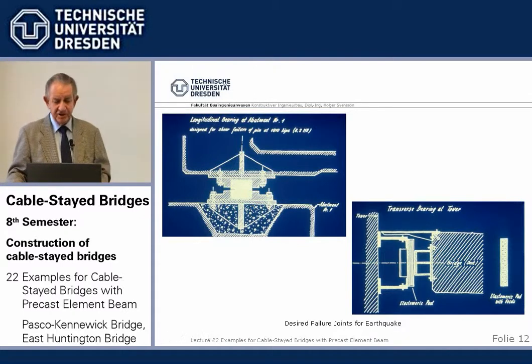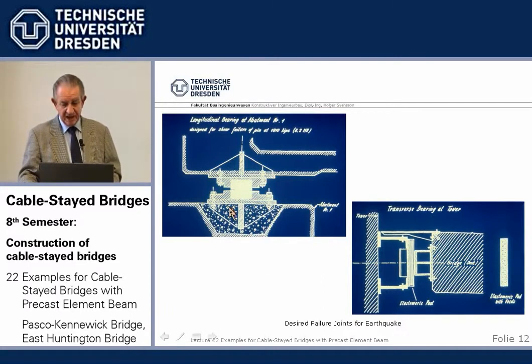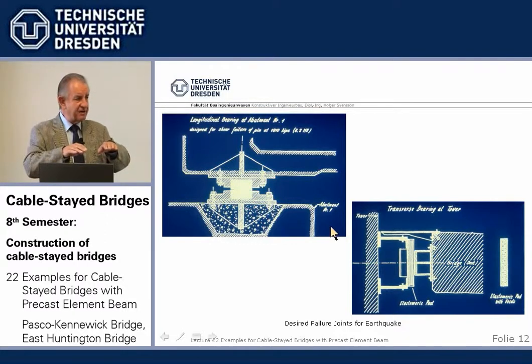Desired failure joints. So what we did, at the fixed point, we had a dowel which had a saw cut, partly through, and for the design earthquake that would shear away. So we would then have a very long 6-7 seconds eigenfrequency of the beam once the fixed point was released, and by that the beam was rather insensitive against the quick earthquake movements.